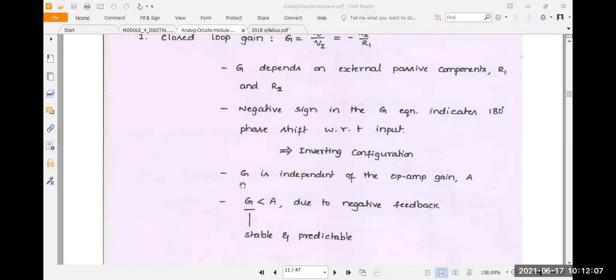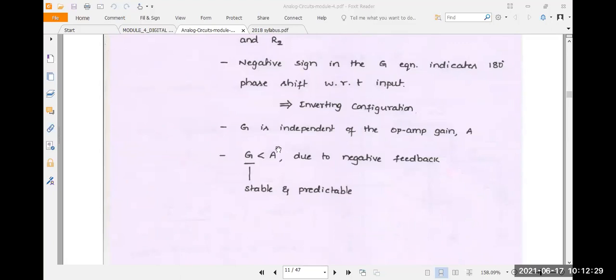G is what here? Closed loop gain, which is independent of the open loop gain. When G is less than A, that gives the negative feedback. When capital G, the closed loop gain, is very much less than the open loop gain, it acts as a negative feedback. So closed loop gain is always stable and predictable. Compared to open loop gain, closed loop gain is very stable here.